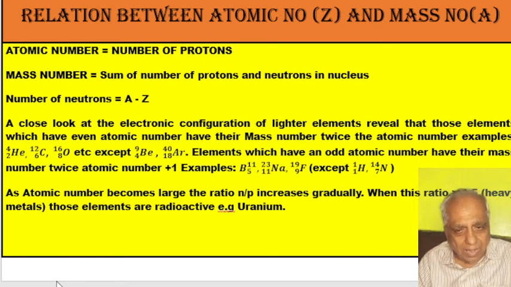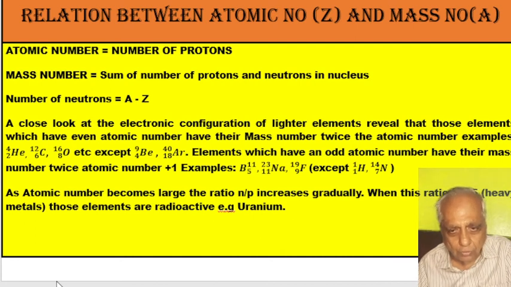Then as atomic number goes on increasing, the ratio of neutrons to protons also goes on increasing. Initially we had 50-50. Say carbon, atomic number is 6, mass number is 12, means 6 protons, 6 neutrons. Oxygen, atomic number is 8, so 8 protons, and mass number 16, so number of neutrons is 8. So initially the ratio is 1, but as we move on, the ratio increases. Then once the ratio becomes more than 1.5, they are called heavy metals and they are radioactive. So this number we should learn, that if the ratio of neutron to proton becomes more than 1.5, those elements are radioactive.